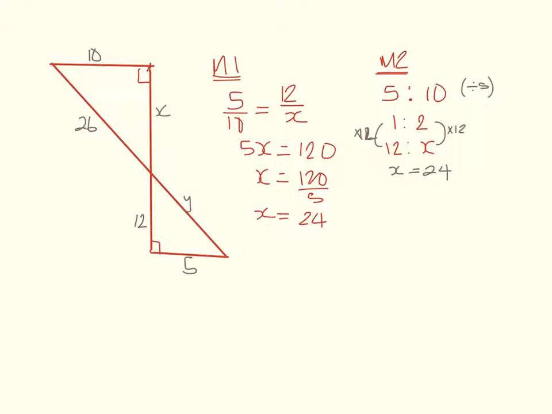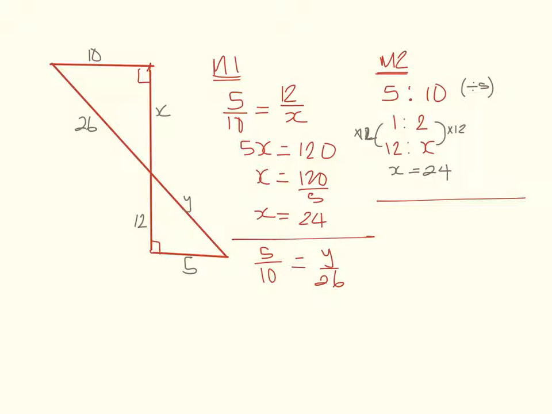All right, we can do the same thing to find y, but I'm going to choose to go with method 2 to find y because, well, you got the idea now. You can do the same thing. If you're going method 1, you can say 5 over 10 is equal to y over 26. But in simple problems like this, I tend to favor method 2. So I'm going to go for method 2.